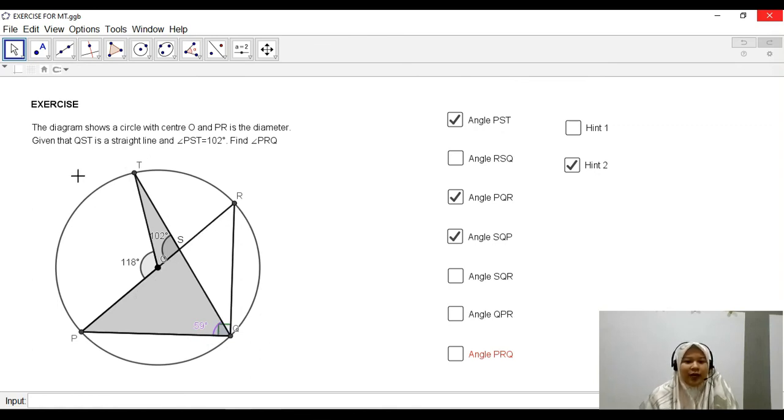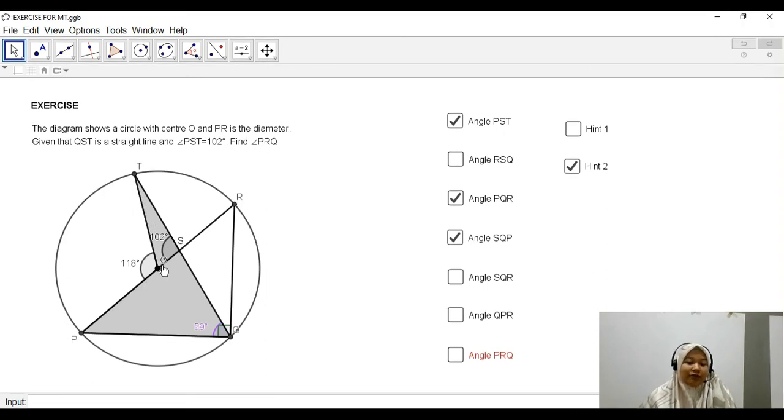QST is a straight line. QST is a straight line. And we already know the angle of PST. So can we find the angle PSQ? Yes, we can find PSQ by 180 minus 102. However, you can also use the property of vertically opposite angles. So you get RSQ here is also 102.